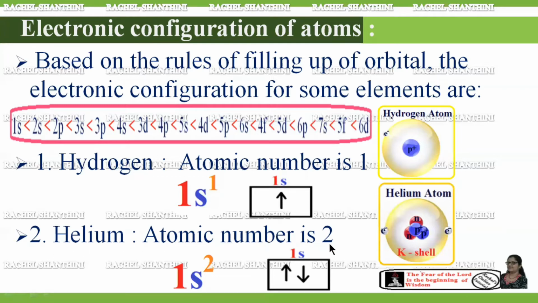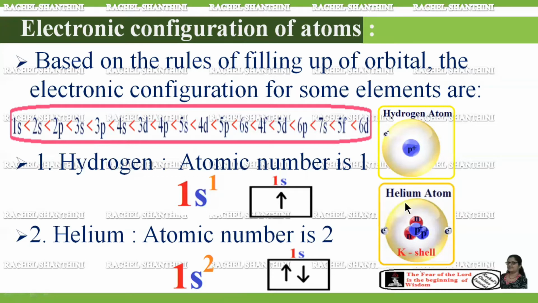Next is helium. Atomic number of helium is 2. So, how many electrons are there? 2 electrons are there, which are present in the K shell. And in the K shell, we have s suborbital alone, right? So, to represent the s suborbital, we write s. Since this is the first shell, the principal quantum number is 1. How many electrons are there? 2 electrons. So in the superscript, we have to write 2. 1s2. This is the electronic configuration of helium in scientific notation.